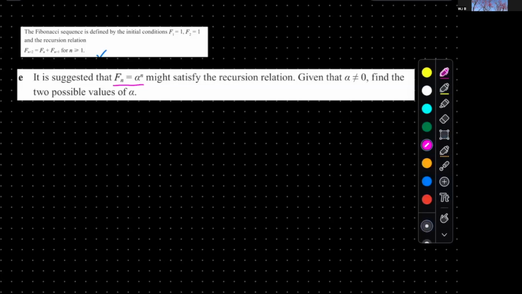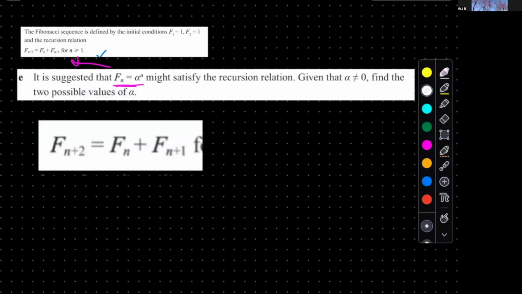What we should do is simply substitute. They are asking me to substitute this into the recursion. This is the recurrence relation of a Fibonacci sequence. So why not? Let's try that, guys. If I substitute alpha to the power of n into the Fibonacci sequence, I get alpha to the power of n plus 2 is equal to alpha to the power of n plus alpha to the power of n plus 1.